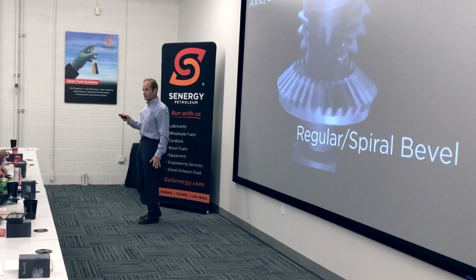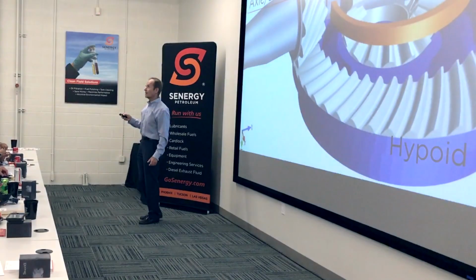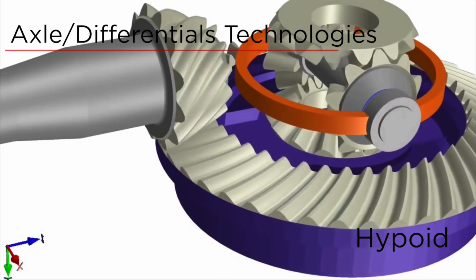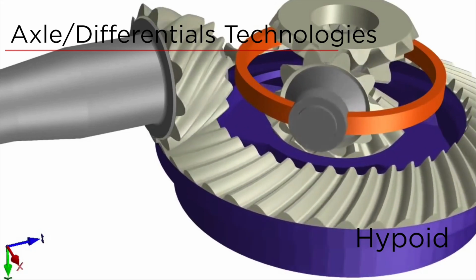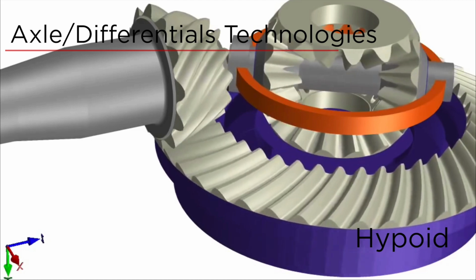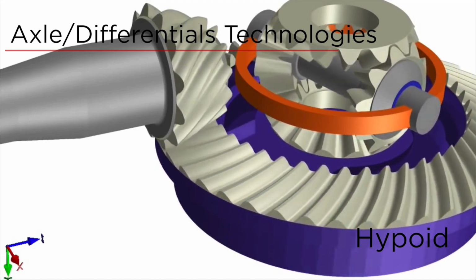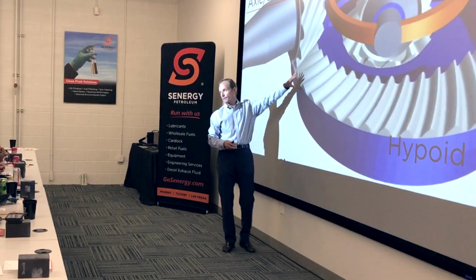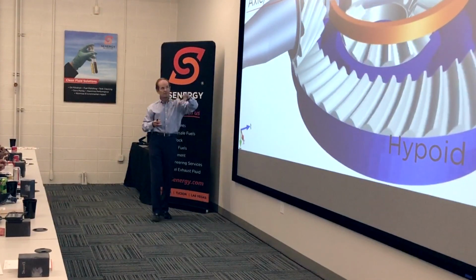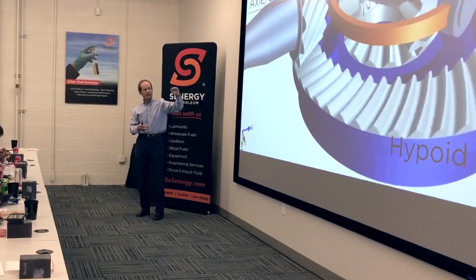All right, so there are some axle designs that use these kind of teeth. More commonly used and seen are the hypoid gears. Okay? Hypoid gears is a much more difficult application to lubricate, and it ties into the nature of this type of curvature in the teeth and how they interact.